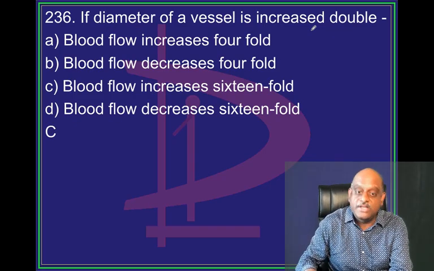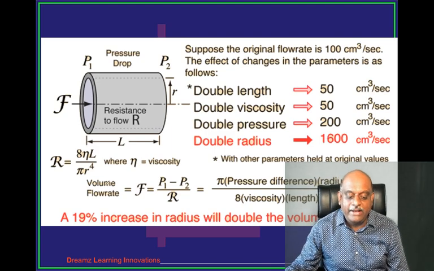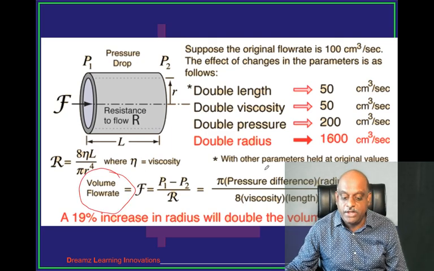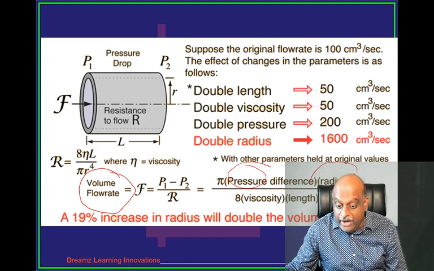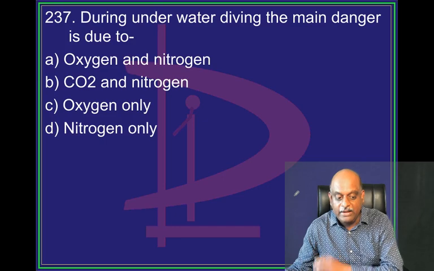Beautiful. 16-fold. 16-fold. So you know very well the flow rate is proportional to pressure difference into radius to the power of 4 divided by 8 into viscosity into length, is what you should remember.